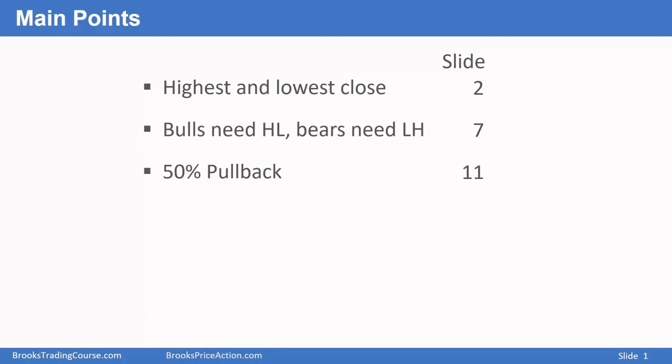Bull trends need higher lows, so the prior higher low in a bull trend is support. Bear trends need lower highs, so the prior lower high in a bear trend is resistance. I'll also talk a little bit about 50% pullbacks. I think a 50% pullback is the most important of all pullbacks.